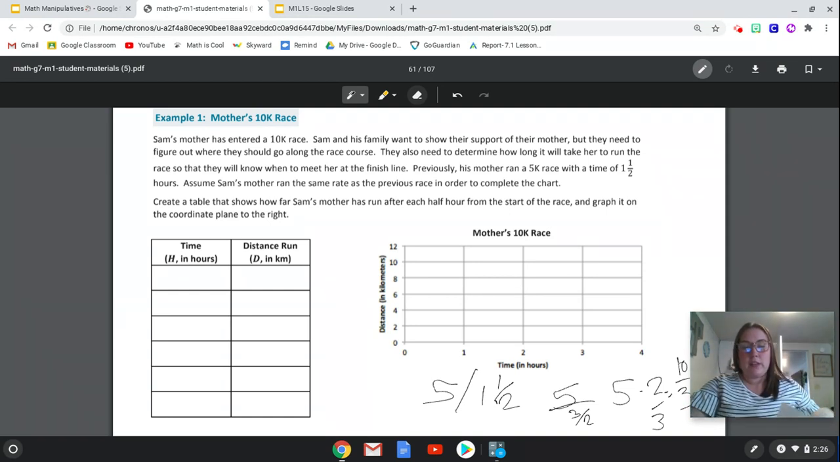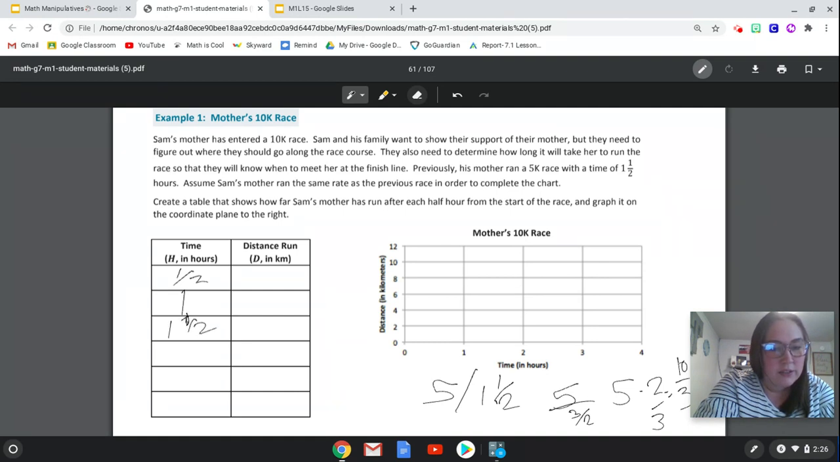So now I'm going to have to start filling out this table. Once I fill out the table, it's way easier to graph because I already have the points. I'm going to put 1/2 hour, 1 hour, 1.5, 2, 2.5, and 3. You can choose your own numbers, but I think those are easy. We have to have numbers between 0 and 4 because that's all they give us on our graph. So I'm just going to choose between 1/2 and 3.